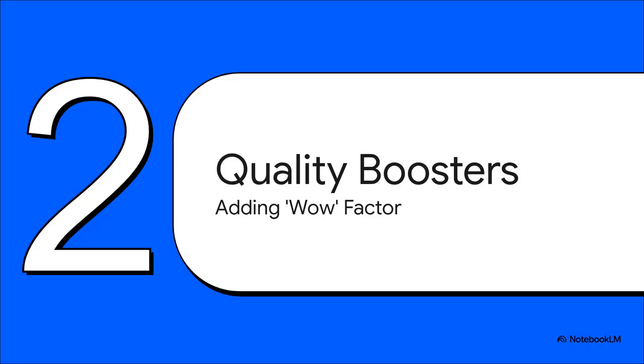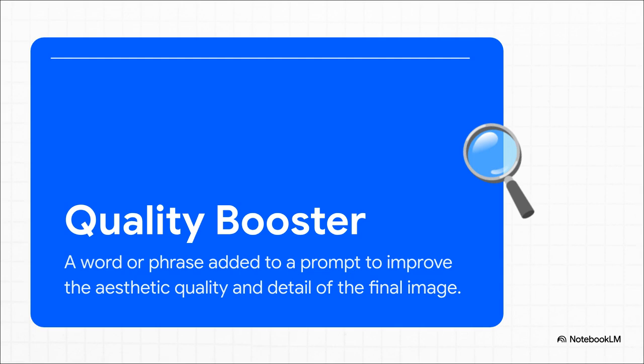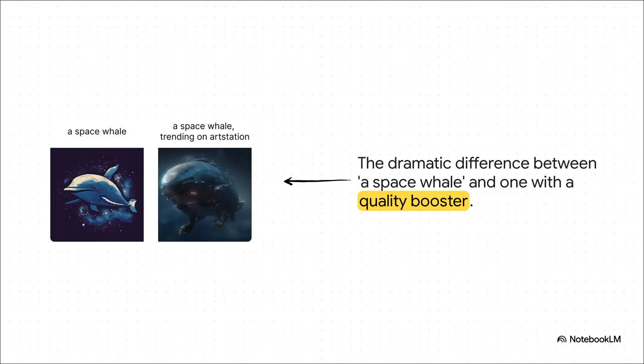Okay, so you've got your format locked in. Now how do you add that wow factor? That's where something called quality boosters come into play. You've got to remember, these AI models have seen it all. They've been trained on millions of images. Some are amazing, and some are, well, not so amazing. So you have to specifically ask it to give you the good stuff. And the impact is, wow, it's huge.